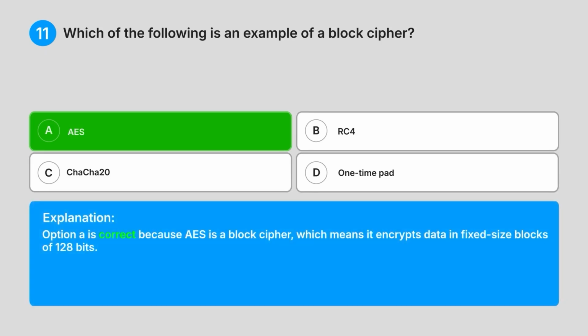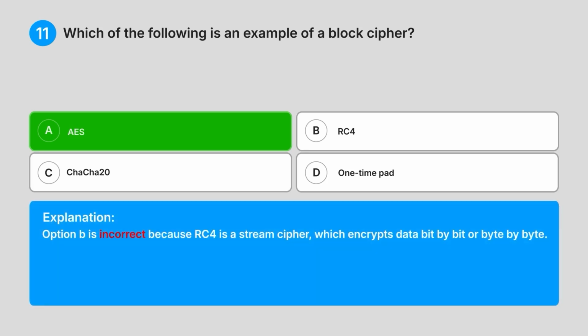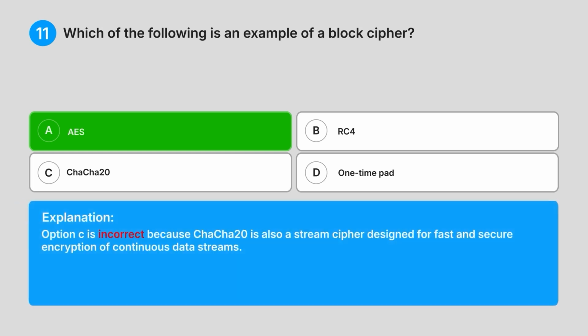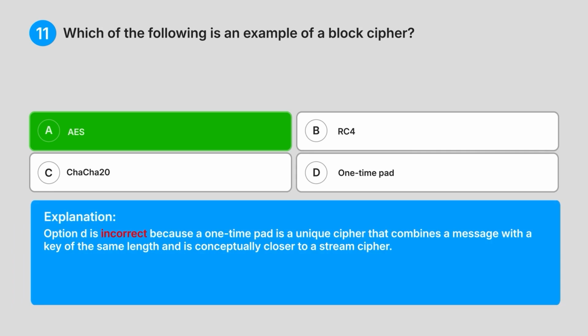Explanation: Option A is correct because AES is a block cipher, which means it encrypts data in fixed-size blocks of 128 bits. Option B is incorrect because RC4 is a stream cipher, which encrypts data bit by bit or byte by byte. Option C is incorrect because ChaCha20 is also a stream cipher designed for fast and secure encryption of continuous data streams. Option D is incorrect because a one-time pad is a unique cipher that combines a message with a key of the same length and is conceptually closer to a stream cipher.